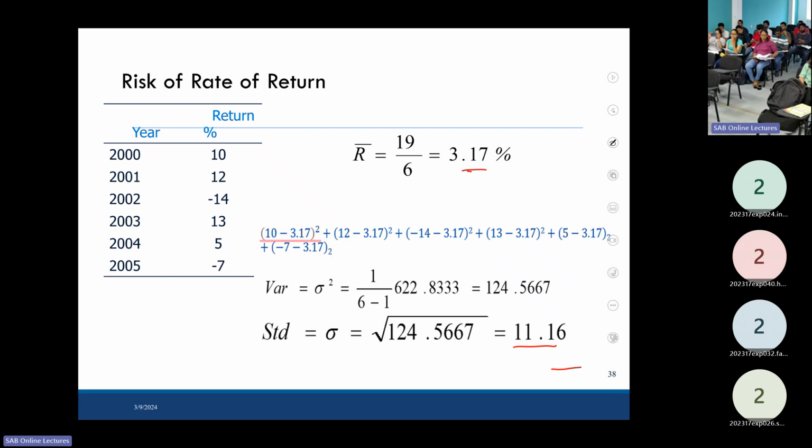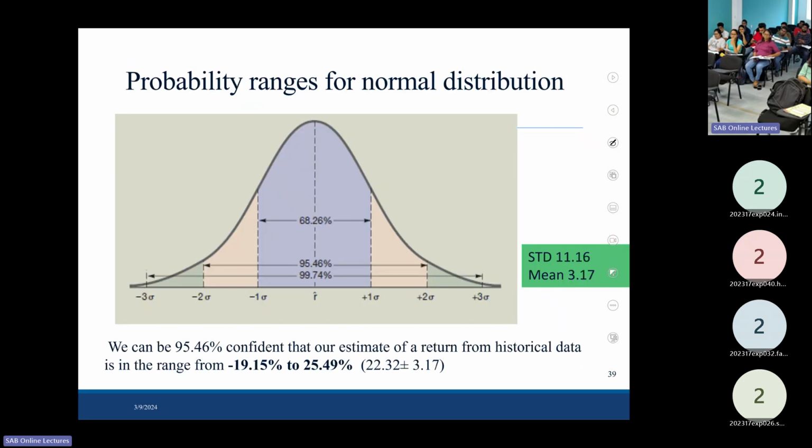You can say that you have 99% confidence that your expected value, your forecasted value based on this average, is within 3 standard deviations. We are using that normal curve property. Now, this is the distribution, and this is our normal curve. Here, the mean is 3.17 in our calculation.